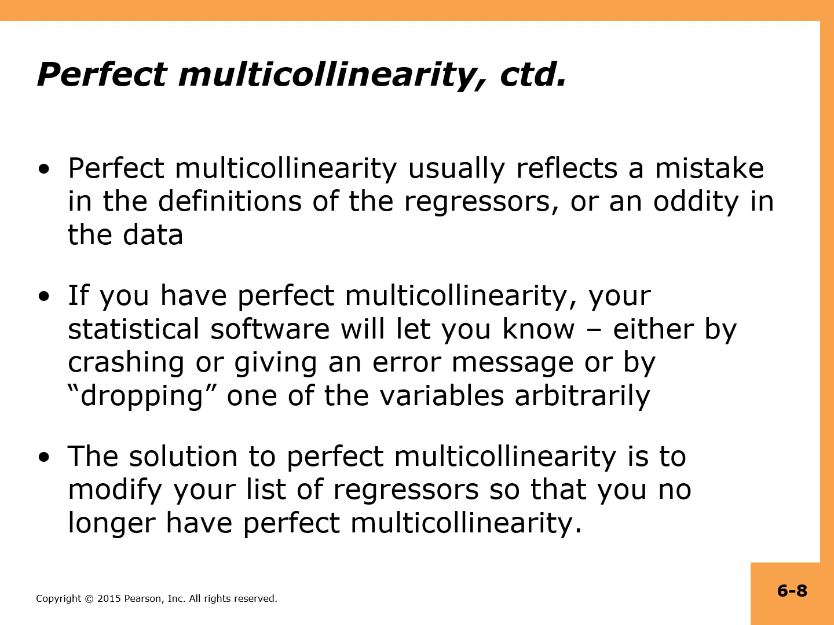So in the case of perfect multicollinearity, it usually reflects a mistake in the definition of regressors or some issues with the data. When you have perfect multicollinearity, your statistical software such as Stata will let you know either by giving you an error or dropping one of the variables that is perfectly collinear. So the solution to this problem is to change your list of regressors by either dropping one of them or modifying the regressors so that you don't have perfect multicollinearity.